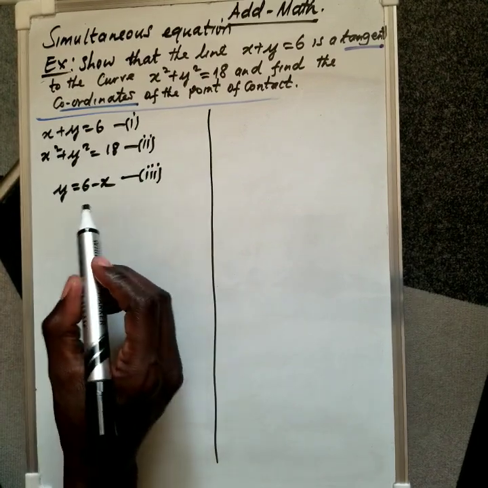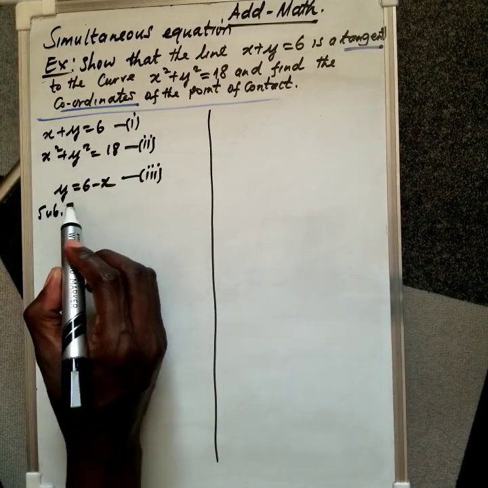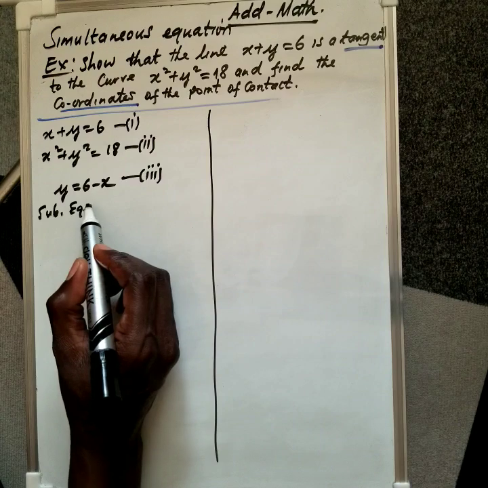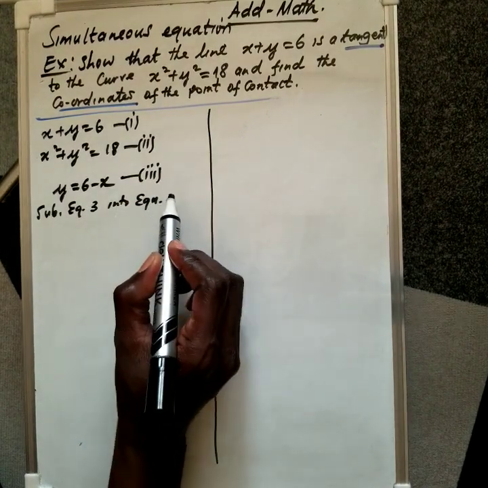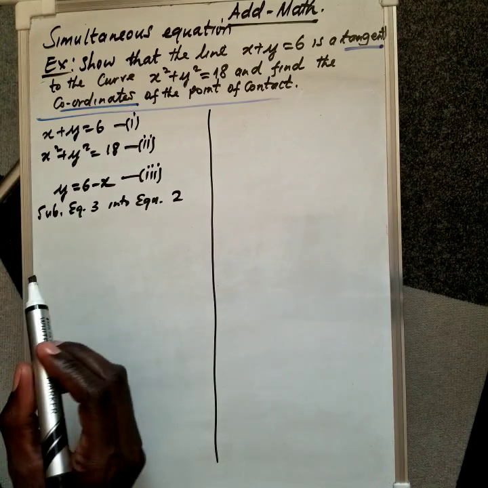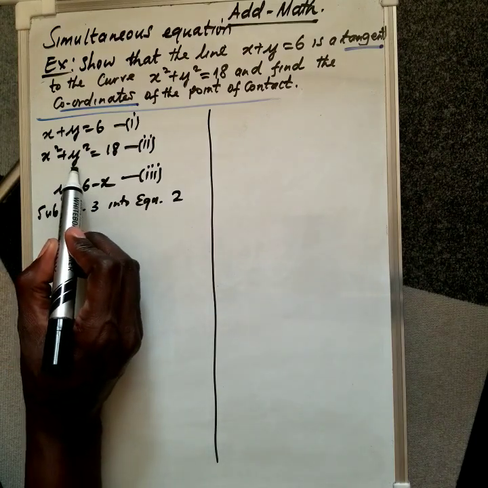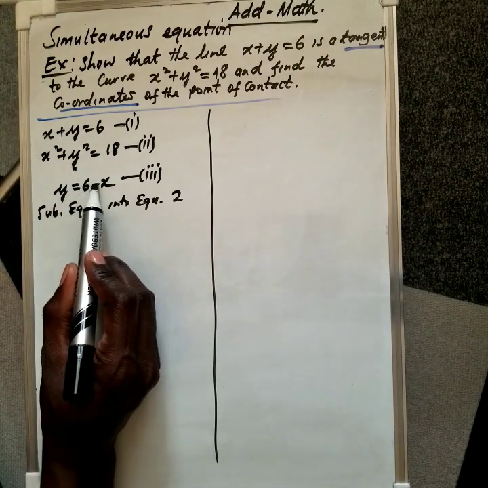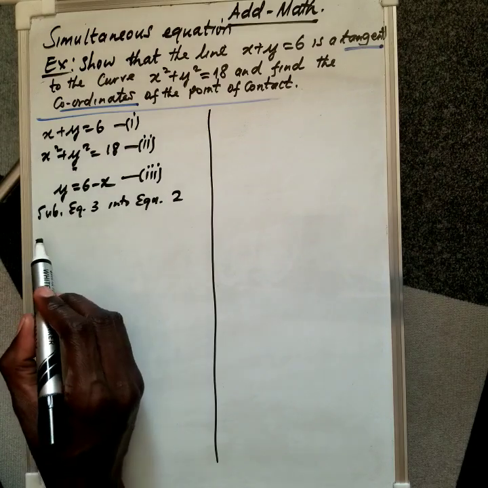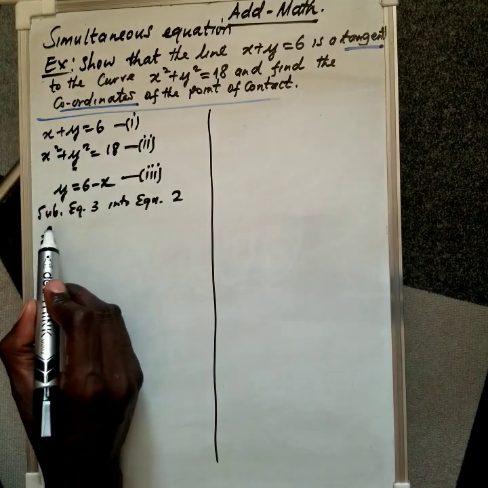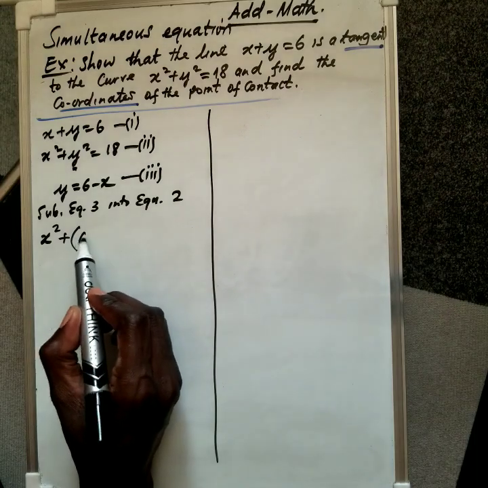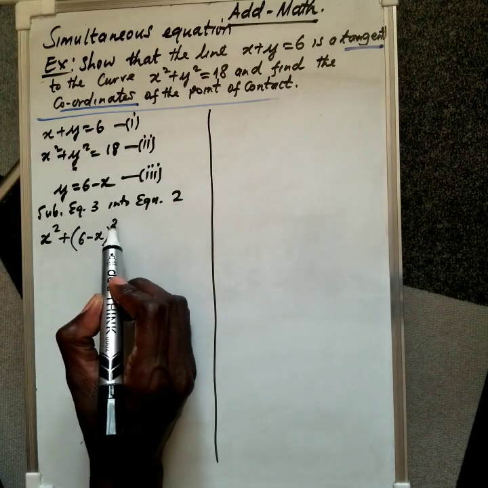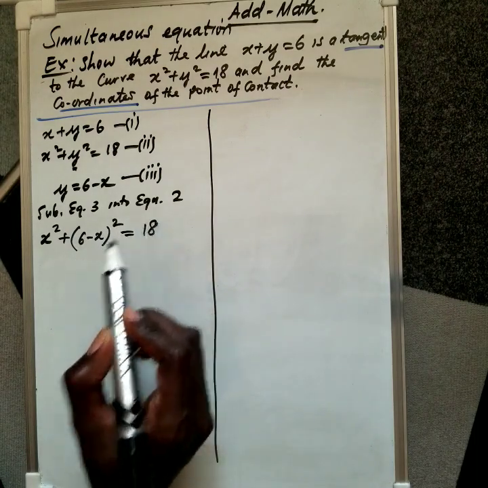Then what we are going to do is substitute equation 3 into equation 2. So where there's y, I'll replace it with 6 minus x in the second equation. So let's see how that will be. It will be x squared plus, where there's y, remember we replace it with 6 minus x raised to the power 2, which is equal to 18.